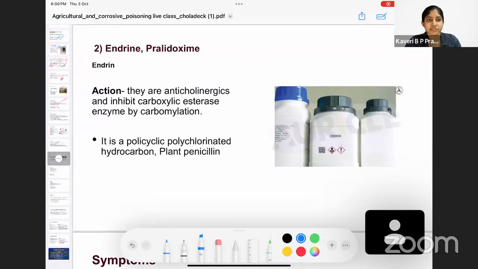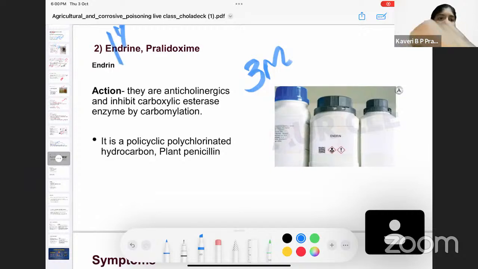Now coming to the next question. It is a short note to write about endrin and pralidoxime. So what is understood? Usually a short note is for how much? 3 marks. So endrin will give you 1.5 marks and pralidoxime 1.5 marks. So mostly you have to write 3 points for each. Specific points will give you specific marks. You write 3 proper points, you are going to get 1.5 marks for endrin and pralidoxime each.